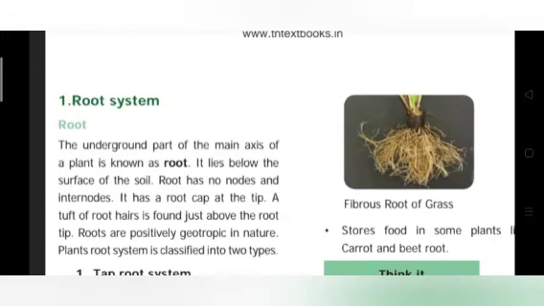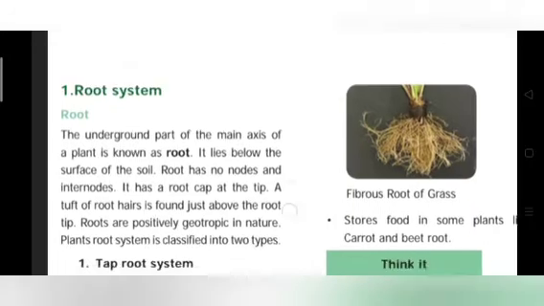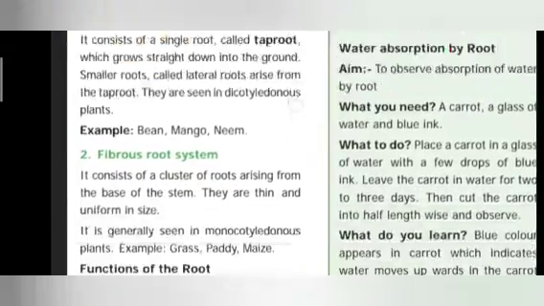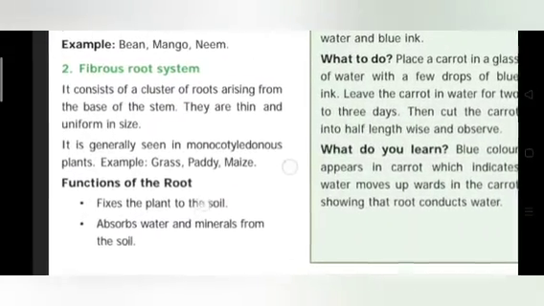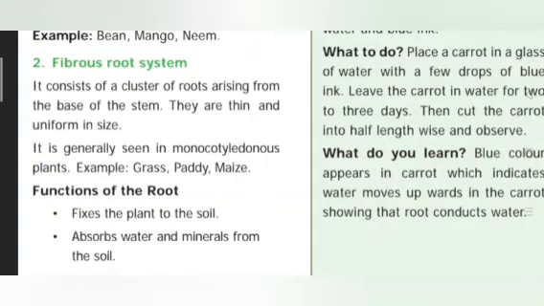A cluster. Cluster means a bunch. A bunch of roots are present there. All the roots are tiny ones. At the same time, they are uniform in size. Whereas in the case of taproot, a stronger root will be there and the tinier roots will be present. But here, all the roots will be in the same size. For example, grasses, paddy, maize have this fibrous root system.